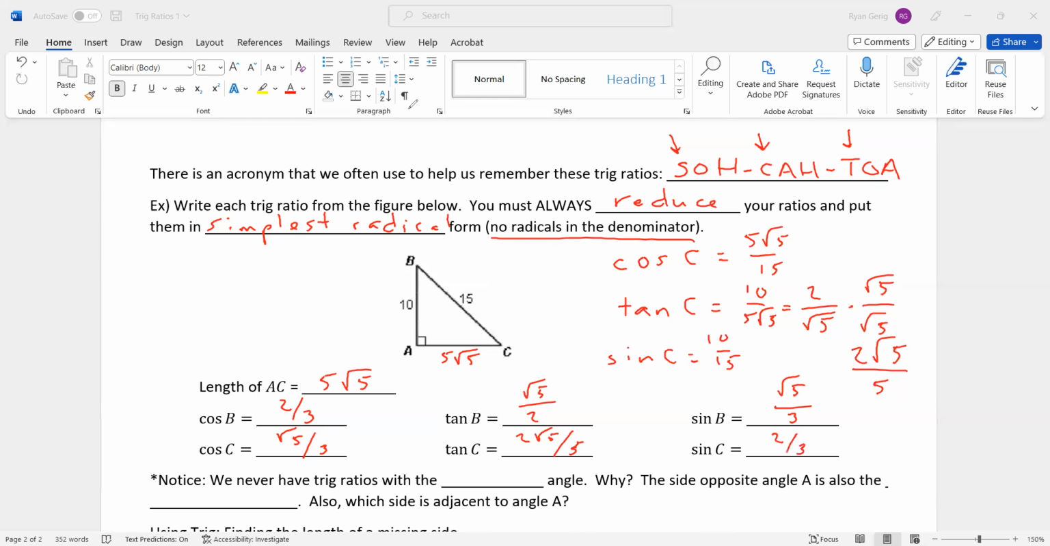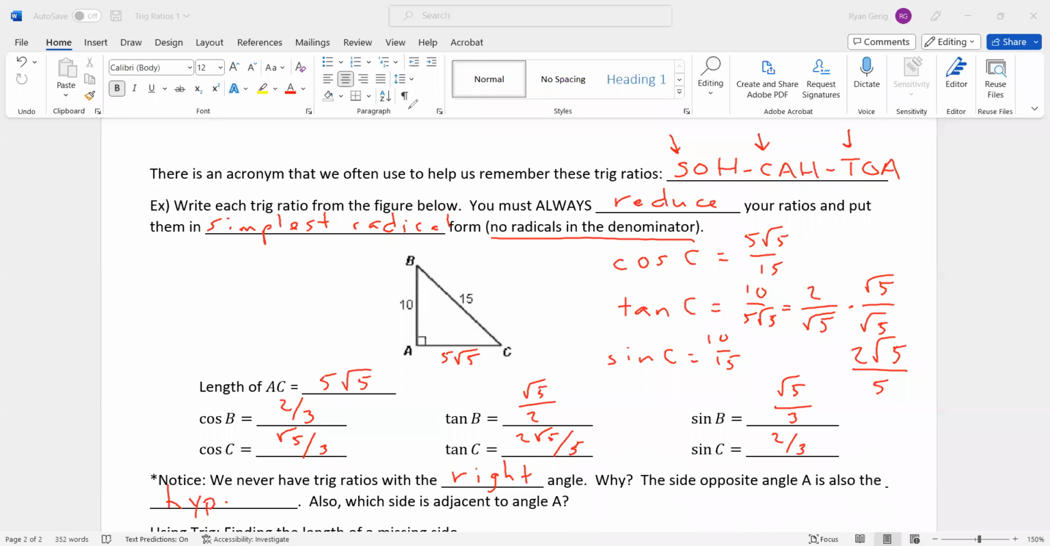Okay. I said this at the very beginning of doing these ratios, but one thing I do want you to notice, we never have trig ratios with the right angle. Why is that? A couple things I've seen. The side opposite angle A is also the hypotenuse, right? So what do you call it? Do you call it the opposite or do you call it the hypotenuse? There's confusion there. Also, there's 2 sides adjacent to angle A. Which one are you going to use when you're doing these trig ratios? We never do the trig ratio of the right angle.